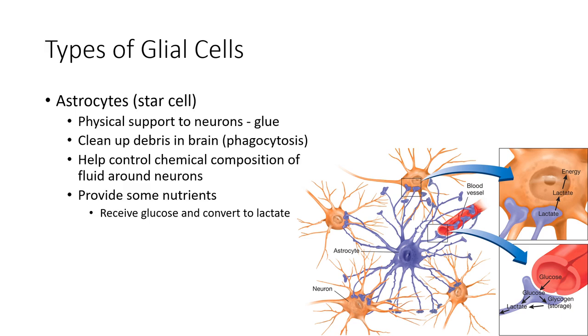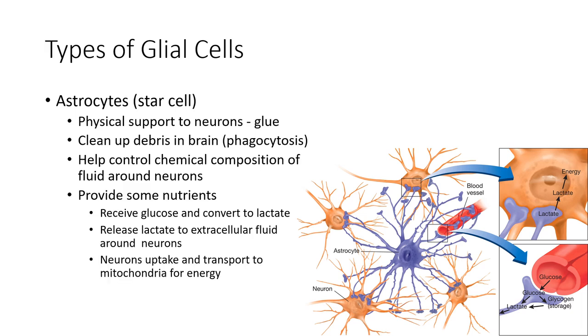For example, these star cells can receive glucose and convert it into lactate, and then release that lactate to the extracellular fluid around the neurons. And the neurons can then uptake this lactate and transport it to the powerhouse within the neuron, the mitochondria, for energy.